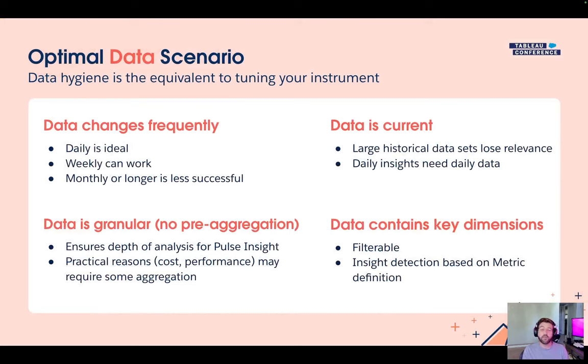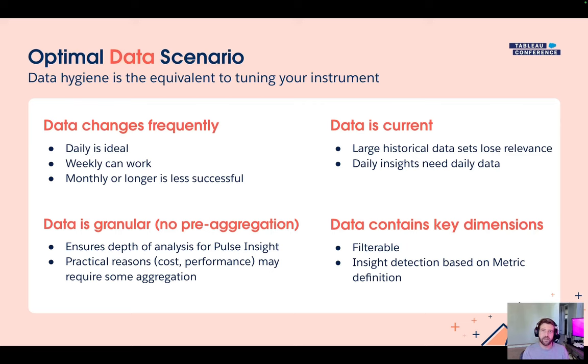And to get into more detail about the optimal data scenario, I've mentioned these things a little bit already, but to really dive in a bit more, the data changing frequently means that daily data is ideal. And again, not aggregated, so it needs to be granular, touching on the first two on the left-hand side at the same time here. If it's daily data, weekly data can work, but the more that it changes, the better. And if it's granular and daily, then you're going to have very deep analysis coming from Tableau Pulse. You're going to get better insights, you're going to get better questions, and a better understanding of what's happening to that metric.